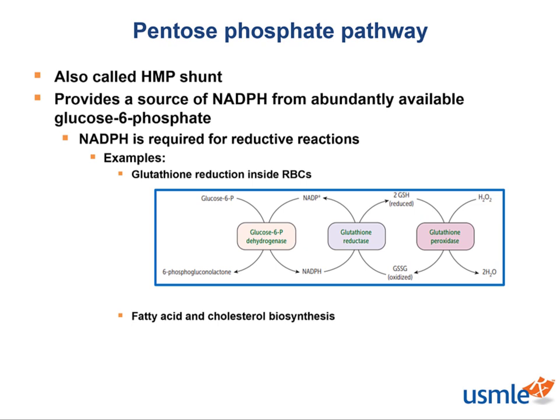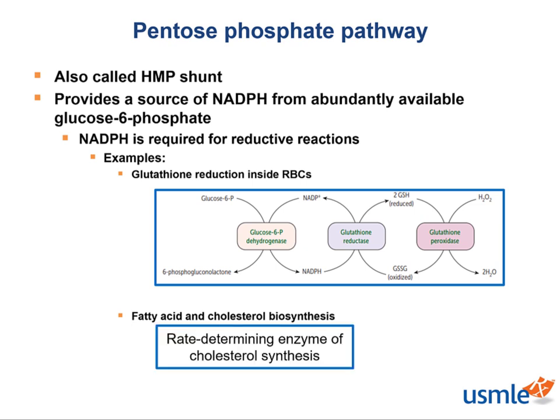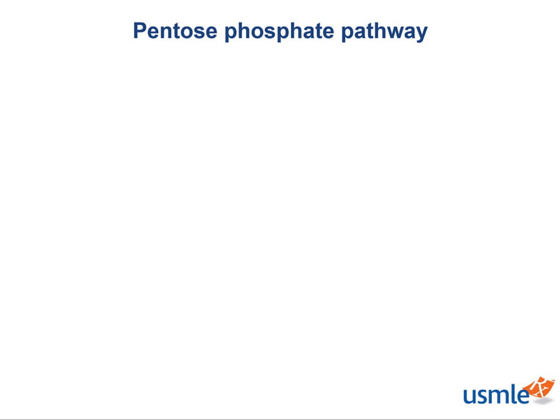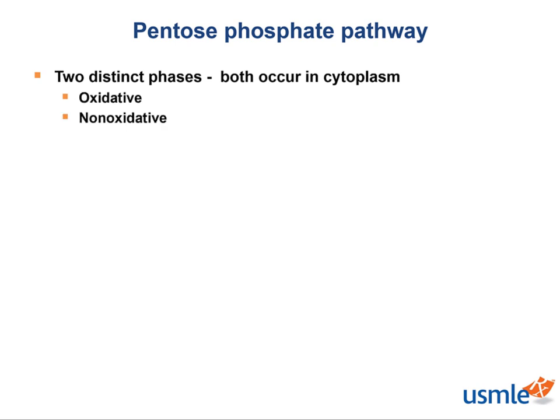Well, this makes sense, right? Can you remember what the rate-determining enzyme of cholesterol synthesis is? You're right if you're thinking, it's HMG-CoA reductase. Remember, the pentose phosphate pathway also yields ribose for nucleotide synthesis. Remember, there are two distinct phases that occur both in the cytoplasm. Can you remember what they're called? Yes, they're the oxidative and non-oxidative phases.